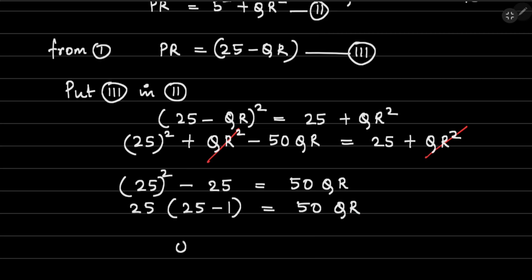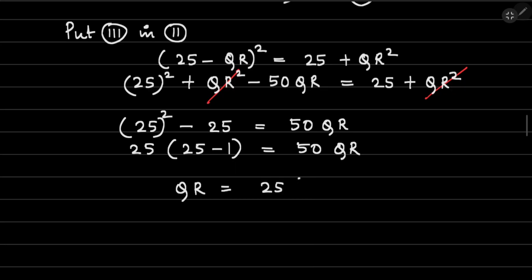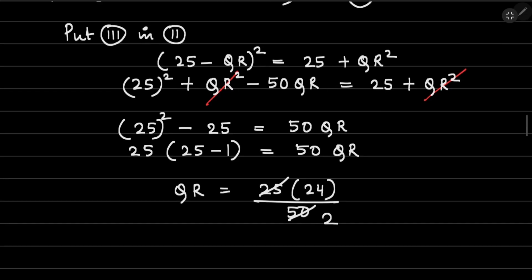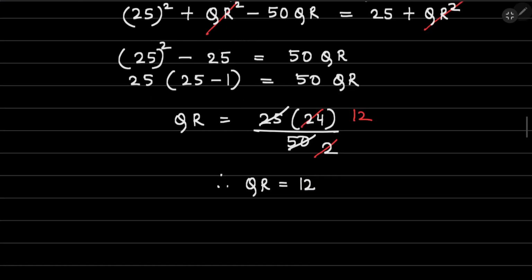So what is QR equal to? 25 multiplied by 24 divided by 50. So 25 and 50, you can cancel it out. 2 ones are 2, 2 twos are 4. So you have got QR equal to 12. If QR is equal to 12, what is PR then? Put it in 3.